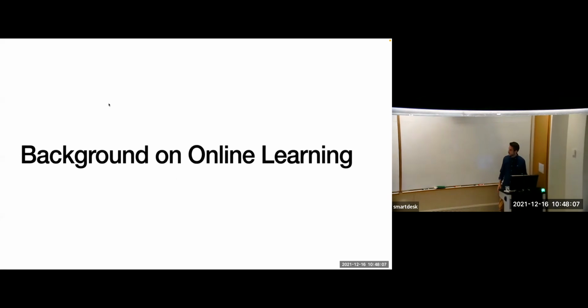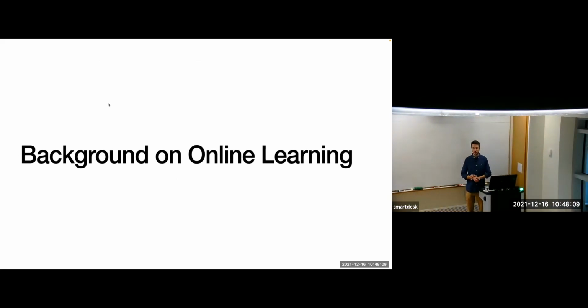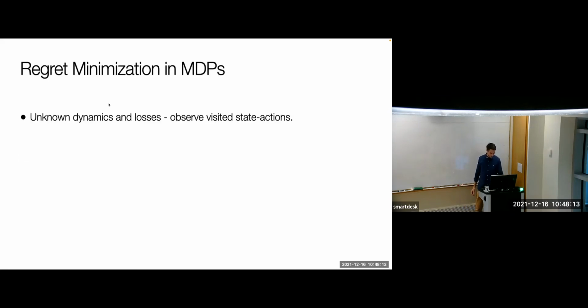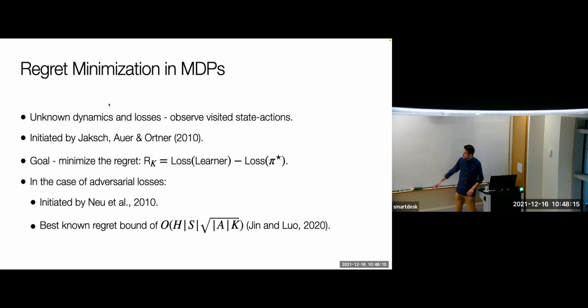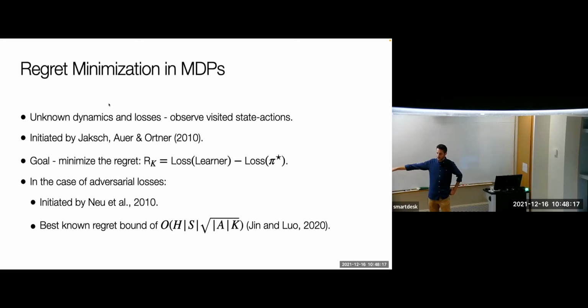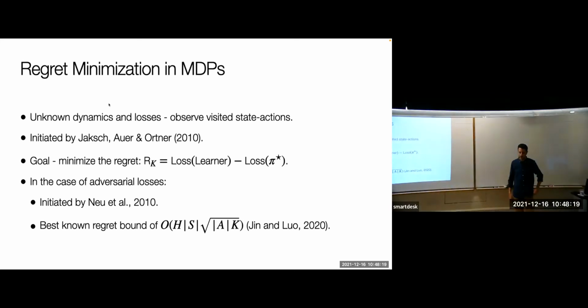Okay. So, any questions about RL? What was the H, K? H is the horizon, S is the number of states, A is the number of actions, and K is the number of episodes. Okay.